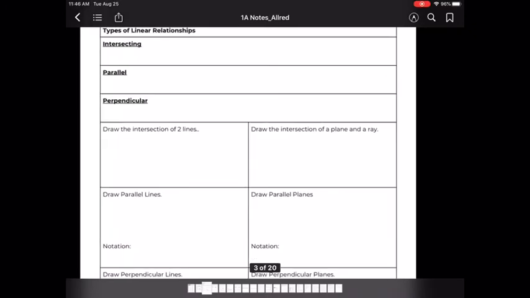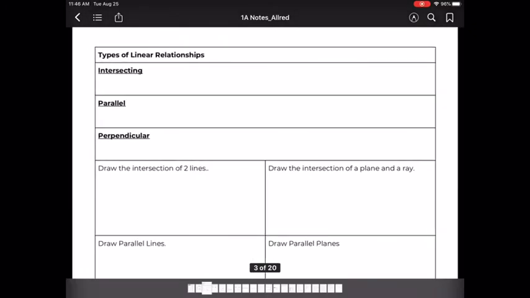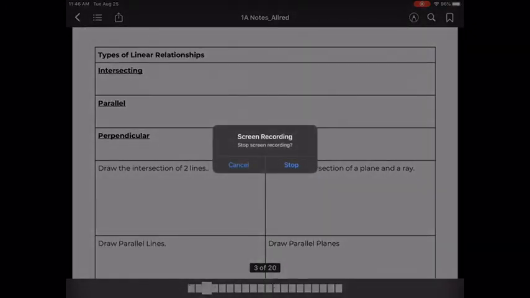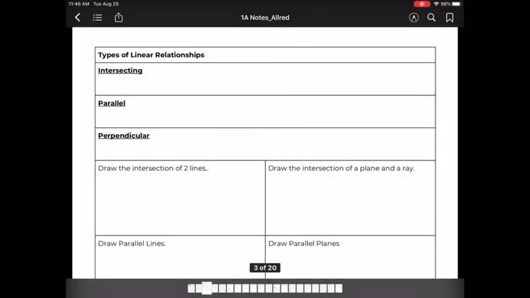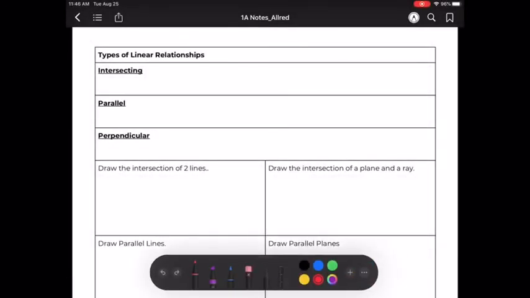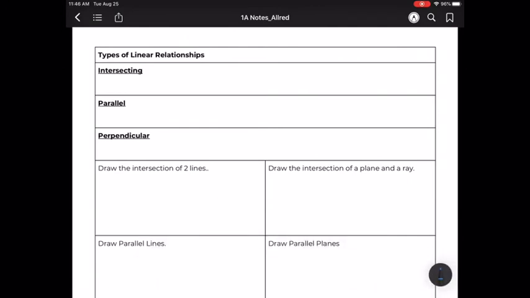I'm going to finish up with a little bit more information. A lot of information here. So we're going to get started with some other terminology. Types of linear relationships are important. When we have these lines or parts of lines that are related, there are three basic ways they can be related. We could have two lines that are intersecting, which just means that intersecting lines meet at a point. So there's only one point that the two lines have in common.